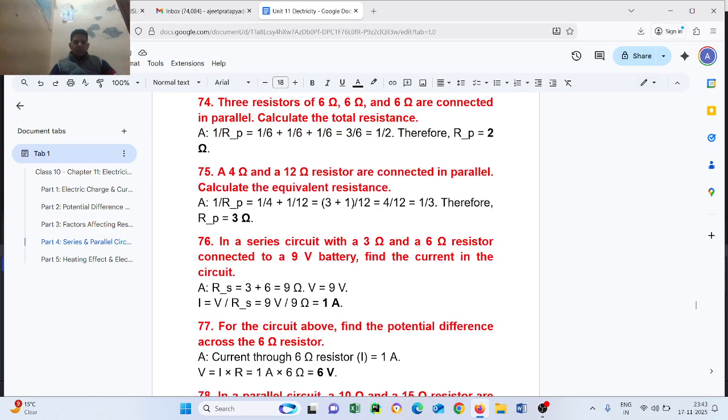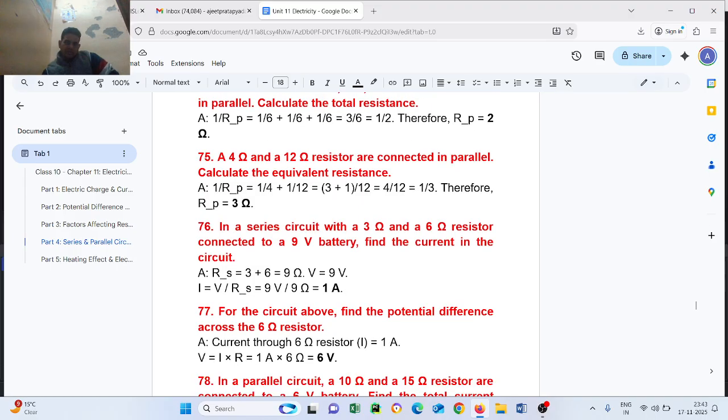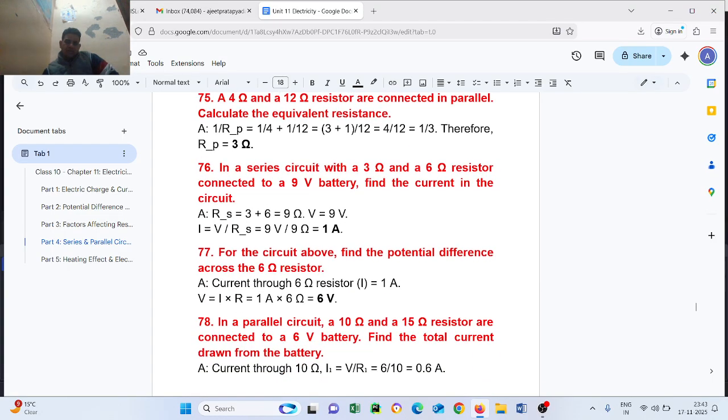Question number 76. In a series circuit with a 3 ohm and 6 ohm resistor connected to a 9 volt battery, find the current in the circuit. Rs equal to 3 plus 6 equal to 9 ohms. V equal to 9 volt. I equal to V upon R equal to 9 upon 9, equal to 1 ampere.